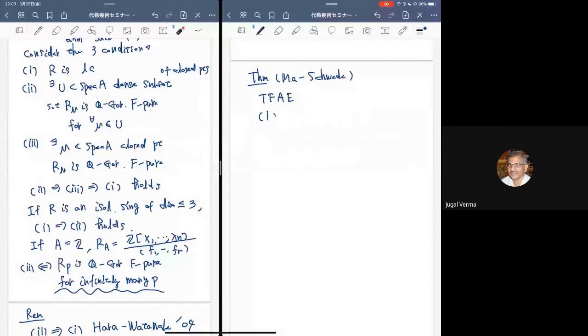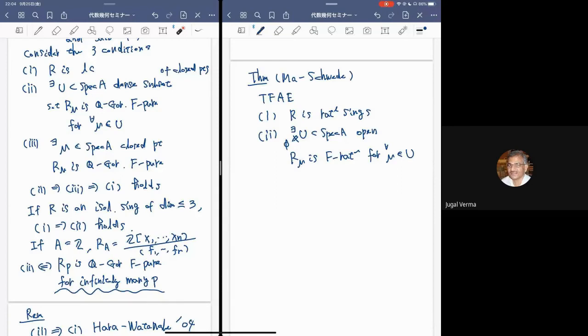The first one is R is a rational singularity. The second condition is there exists a non-empty open set U such that R_mu is F-rational for any mu in U, where mu is a closed point. And the third condition is there exists one closed point mu in Spec A such that R_mu is F-rational.